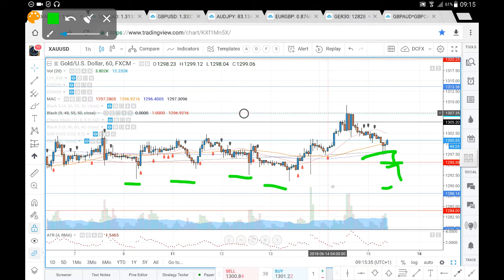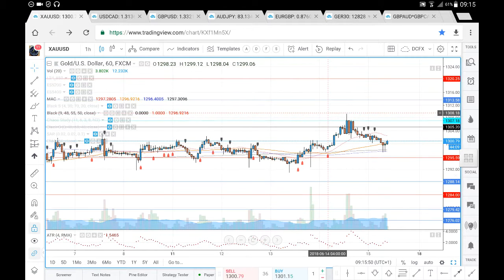We previously found support almost over a week ago, around at 1290. So we'll see if we do find support in around 1290 before looking for price to head down towards this 1288.14. Successful break from which we're looking for a move down towards that 1284.